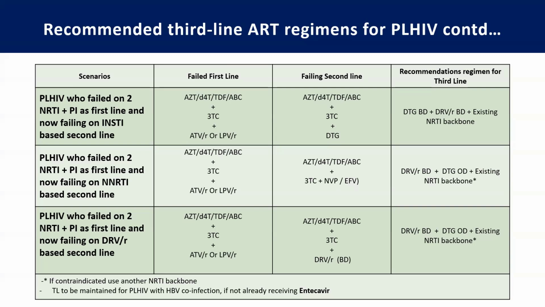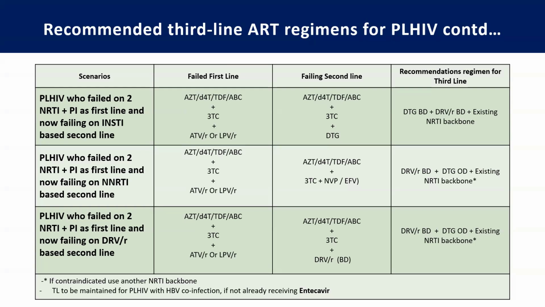So patient was given NRTI backbone with ATVR or LPVR as first line, and second line was again the same NRTI backbone, different class NRTI, and then DRVR BD in the second line, and the third line here will be an addition of DTG as OD dose with DRVR BD and the existing NRTI backbone.